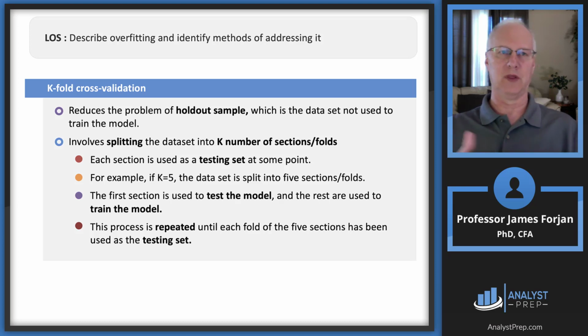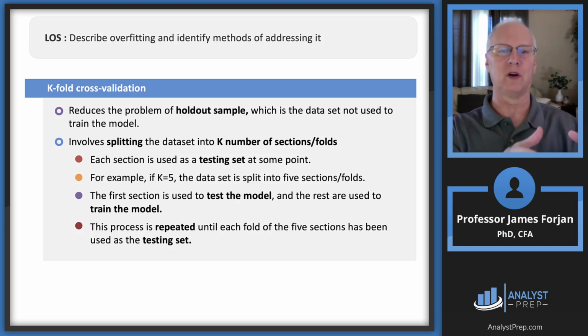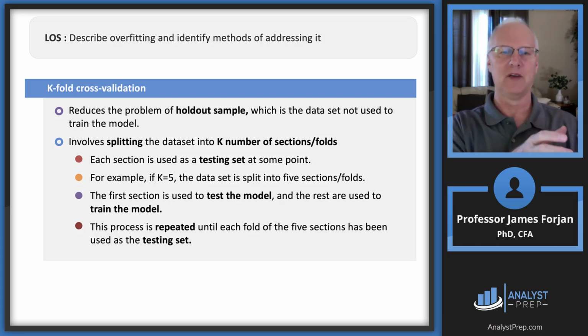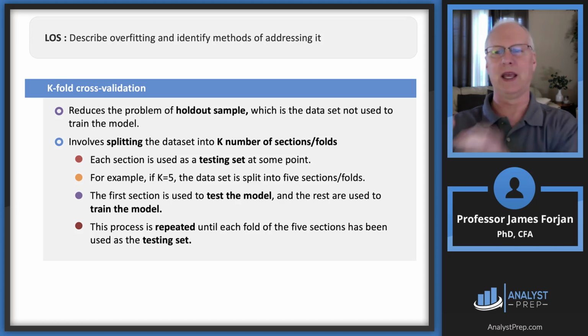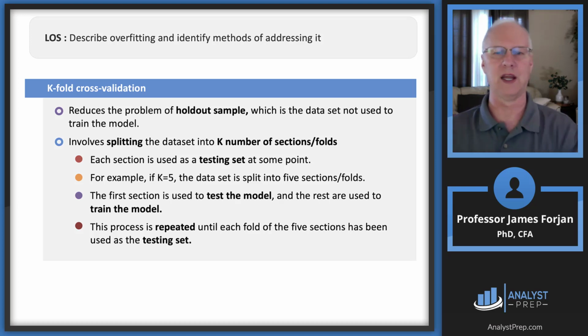So think about it this way. Remember when we talked about financial institutions and the different kinds of silos that they have? Think of wealth management and retail banking and all those different silos as sections or folds. And what's going to happen is we're going to try to find similarities there. So the first section is the test, and then the rest are used to train. And then that's repeated over and over again.